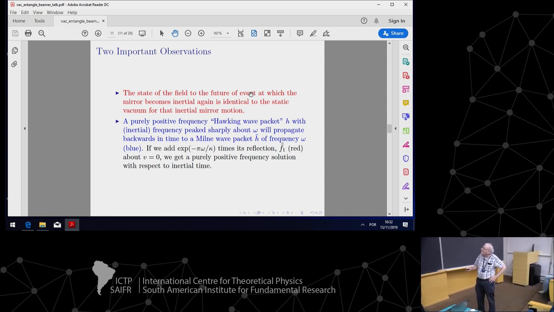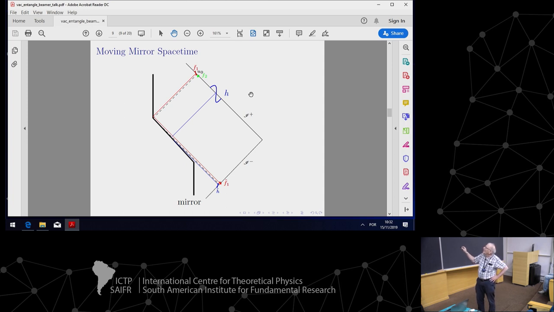But there are two critical observations, and that's pretty much all that's needed to understand the key aspects of what's going on in this model. Maybe I'll start with the second one. This is what you'll need to do in order to calculate particle creation in this model. If I start with an ordinary inertial positive frequency solution up here at scri plus, which I've labeled H for a Hawking mode, because this will end up being a Hawking particle mode when the calculation is completed, and I propagate this wave packet back into the past, it will bounce off the mirror.